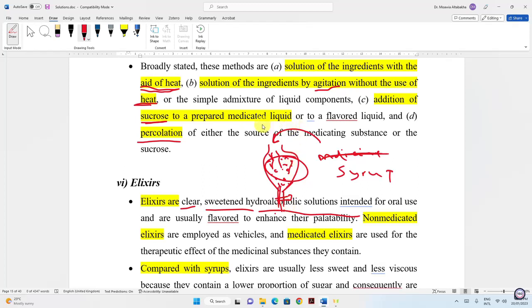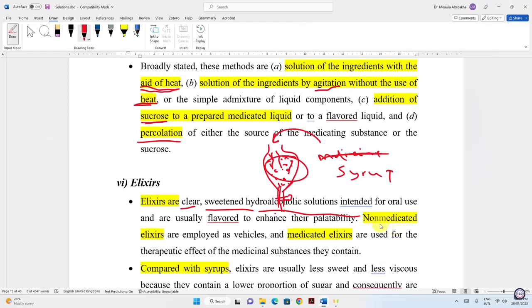The viscosity of the syrup is very high, but this is not the case with elixirs. The viscosity is very low. Both syrups and elixirs are for oral use. Both can be flavored. So there are some similarities and differences. Which one is tastier and can better mask the taste? Of course the syrup, because it has more sugar.